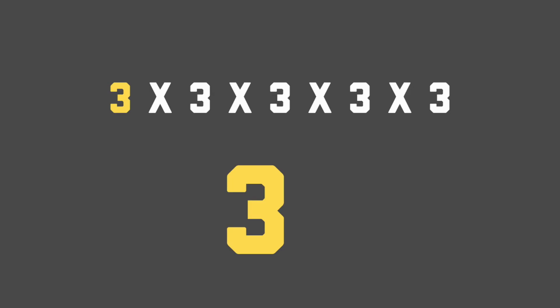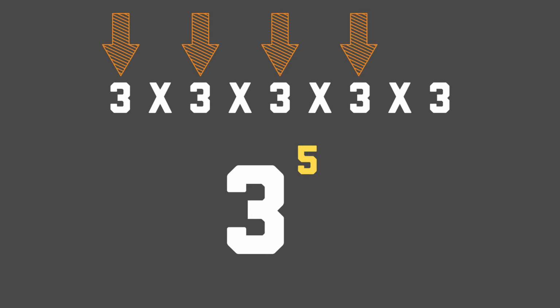So if we look at our expression, we see that 3 is the number that's being multiplied. So 3 becomes our base. And if we look, we see it's being multiplied 1, 2, 3, 4, 5 different times. So we can rewrite the expression 3 times 3 times 3 times 3 times 3 as 3 raised to the 5th power. So we write a small 5 above the base, which is 3.